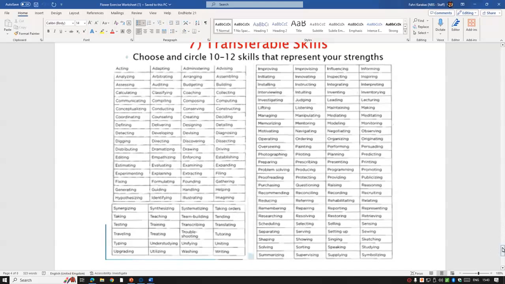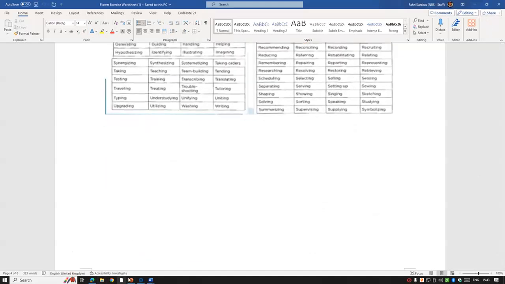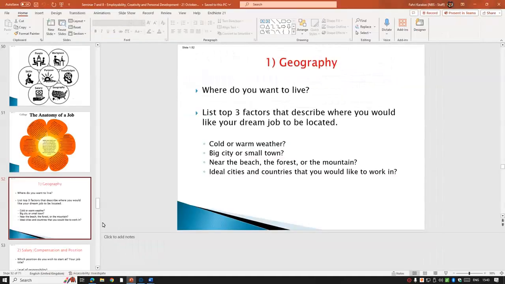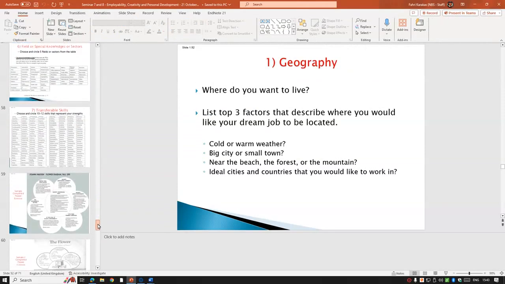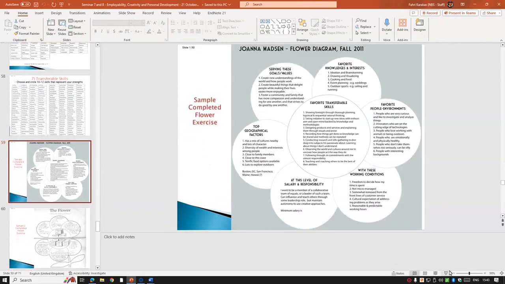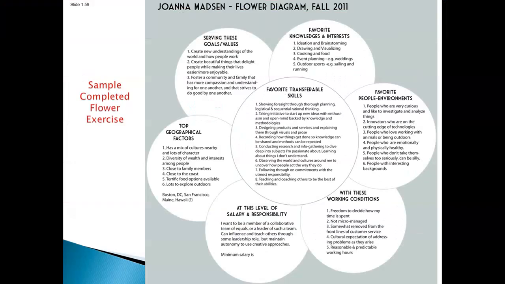Okay, so that's how you do this flower exercise. Like, do this and then decide if you want to submit this one or not. Okay? It's very easy to do. The end result looks something like this. You know, this is my ideal job. Let's say.